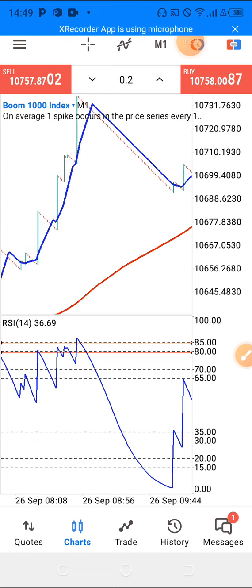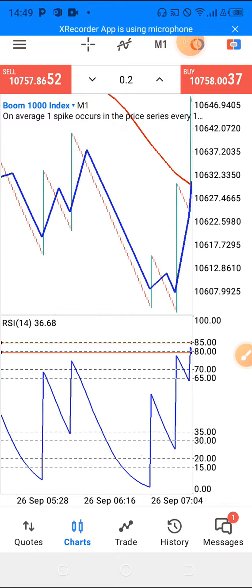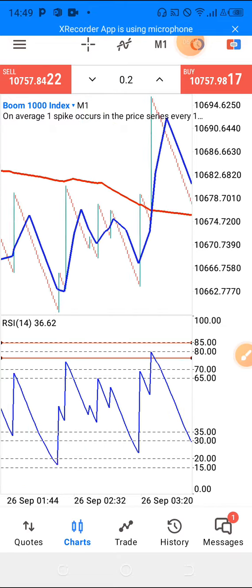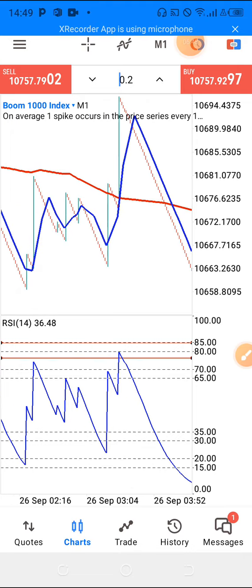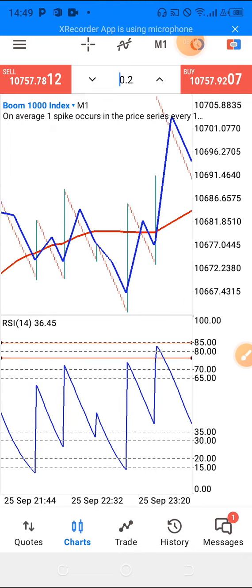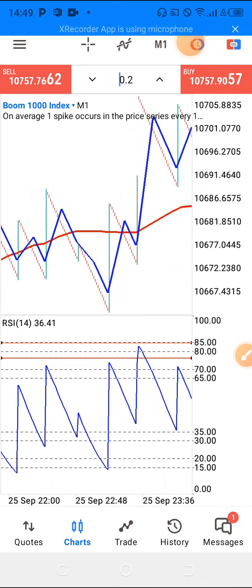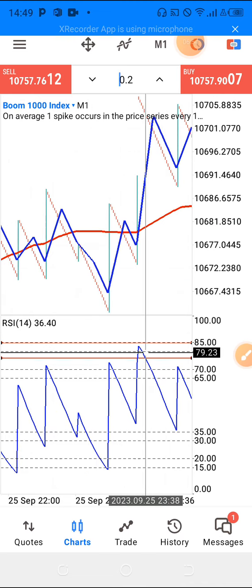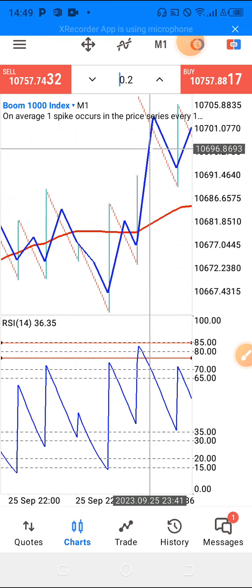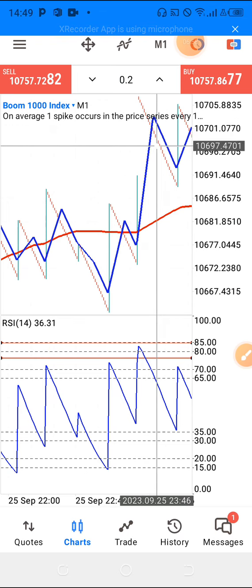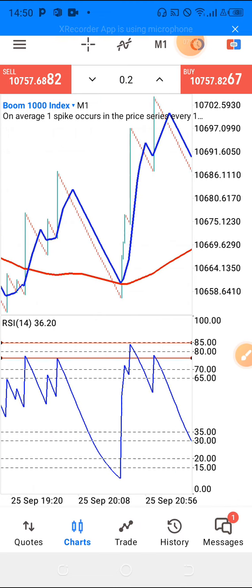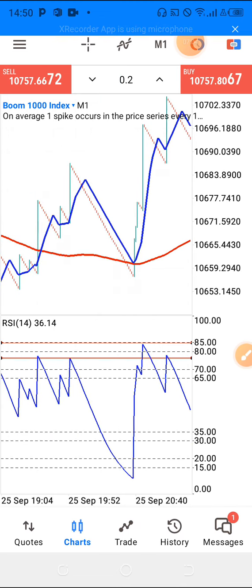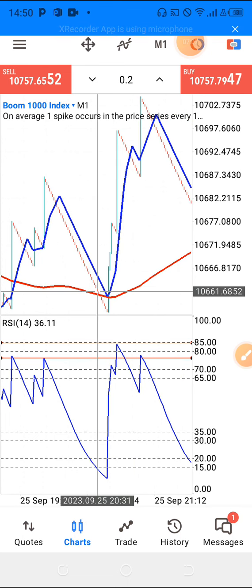Okay, let's look for another opportunity. Here, price didn't cross below 80. Here, price crossed below 80. Here we have price crossing below 80. We go to the main chart, then we wait for price to cross, and we take our 5 candles and we move out.